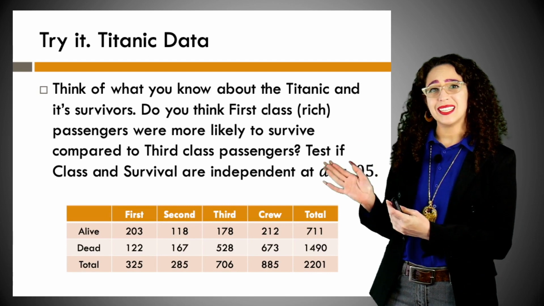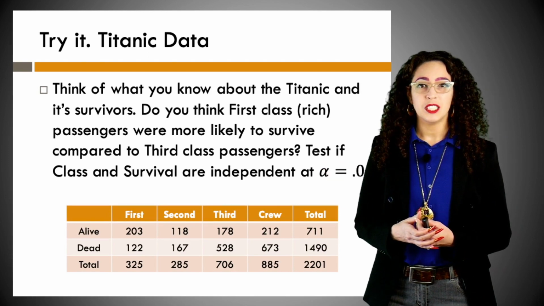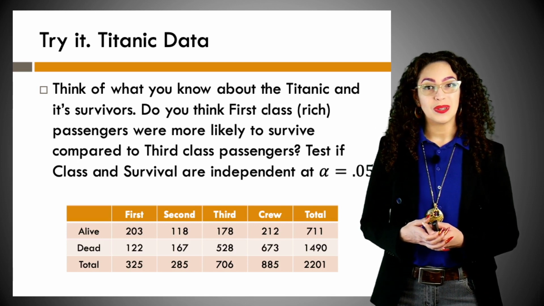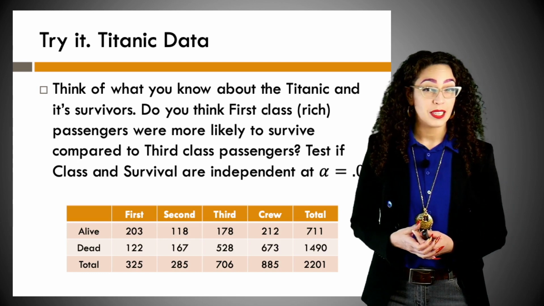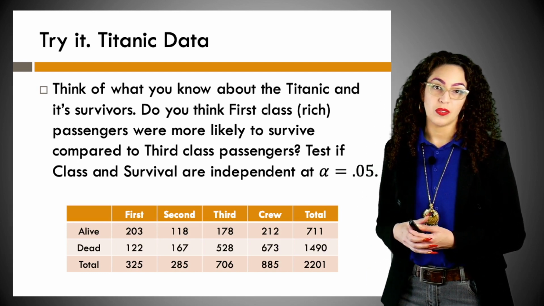Let's try another one. Here we have the Titanic, and here's some Titanic data about the survivors. Do you think that being first class, rich, do you think those passengers were more likely to survive compared to third class passengers? Test if class and survival are independent at the 0.05 level.